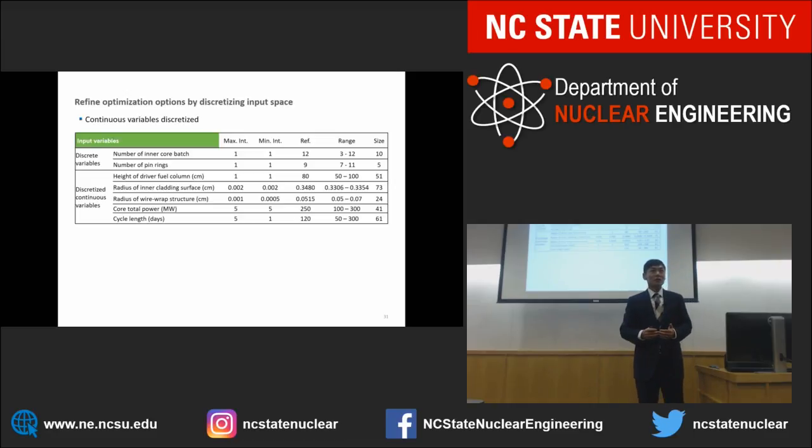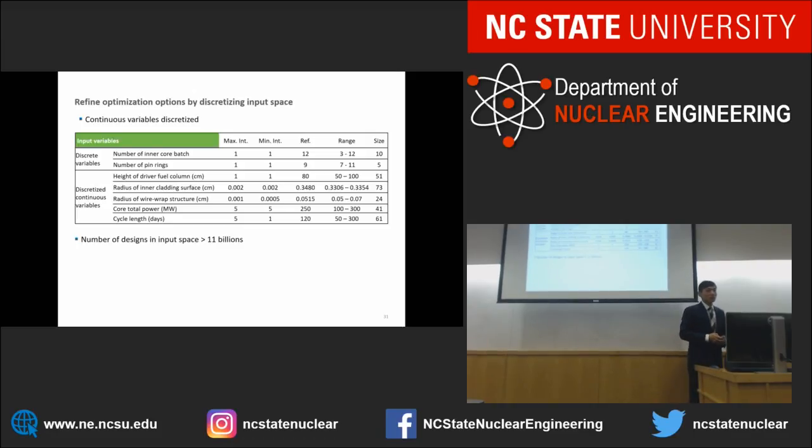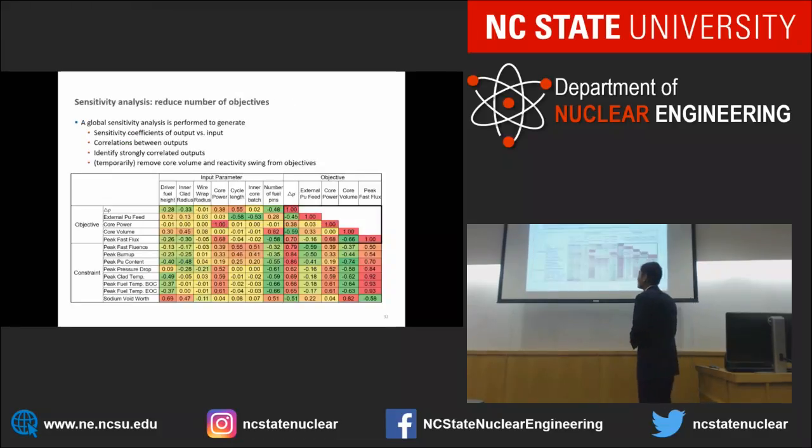We want to limit the number of choices that we have. So we first discretize those input parameters. We define the maximum and minimum interval and give it a range so we know how many choices we have. So by taking into consideration all this, we have more than 11 billion possible designs in the input space. I don't think you want to exhaust all these permutations to find the best one. So we really need to have some optimization algorithm to help us.